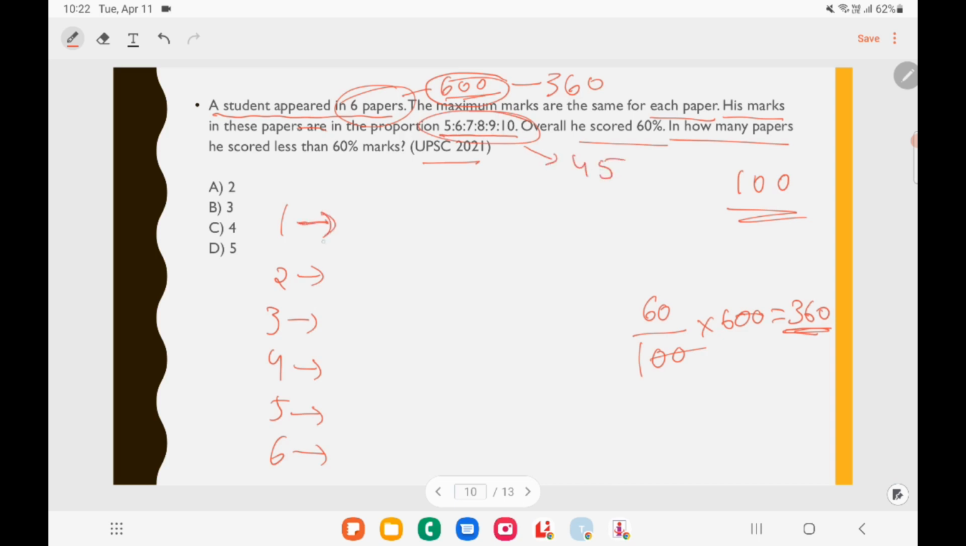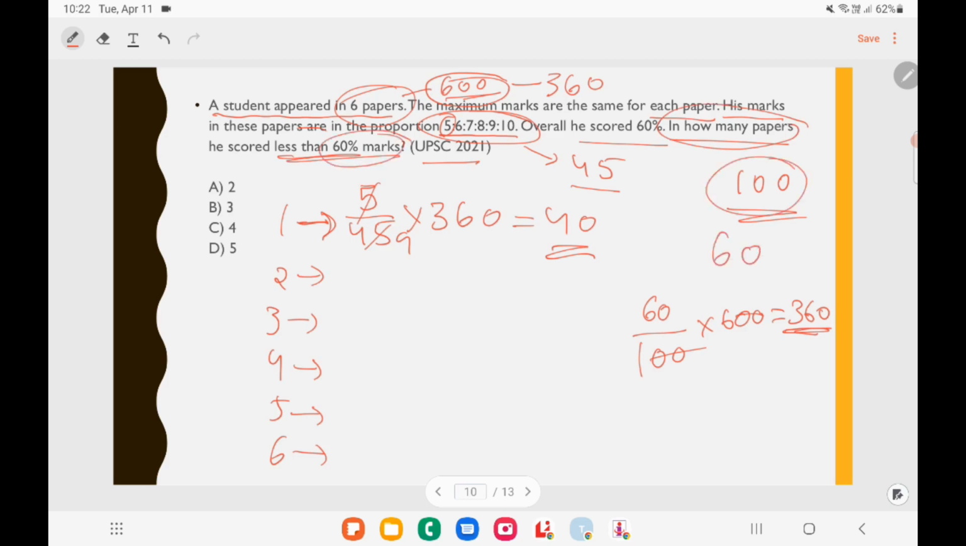So what will be his mark in the first paper? The ratio of the first paper is 5. So 5 divided by the total ratio 45, so 5 by 45 into 360. You can cut like this: 360 by 9 is 40. Actually, we need to find out in how many papers he scored less than 60% mark. So 60% of 100 means 60. We need to find out in how many papers he scored less than 60. In this paper he scored only 40, which means less than 60. Similarly, you need to find out in all the papers.